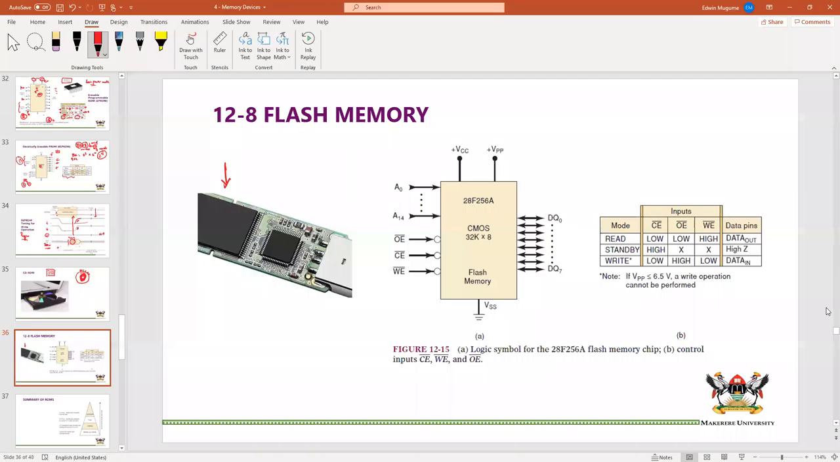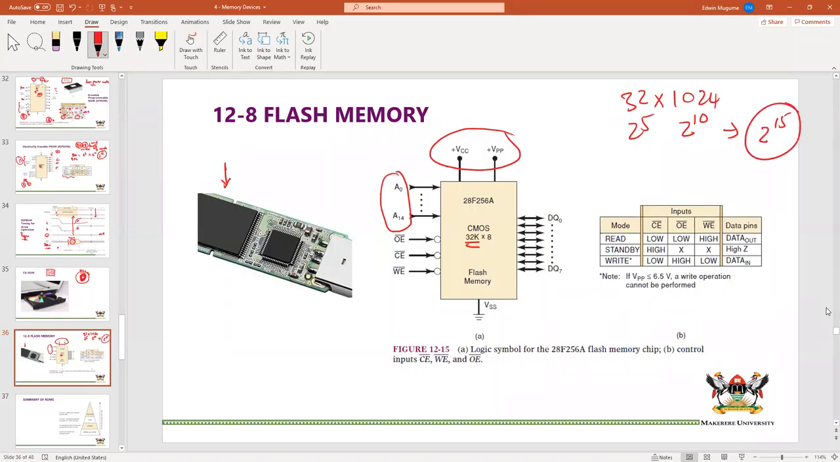Most of it is now running in things like ovens at home and cash machines in the supermarkets and so on. But they work essentially the same way as the other memories that we've seen. When you are programming or writing, you're going to use VPP. When you are reading, you're going to use VCC. It is 32K, so 32 times 1024 is 2 to the power 5 times 2 to the power 10, so 2 to the power 15, which is 15 addresses. That is just to emphasize for the student that was a bit confused. You have your control inputs, and they work exactly the same way that we have talked about.